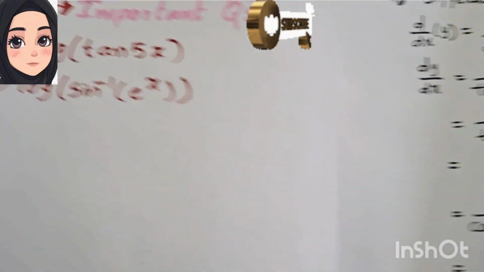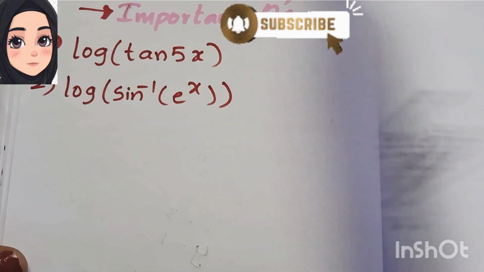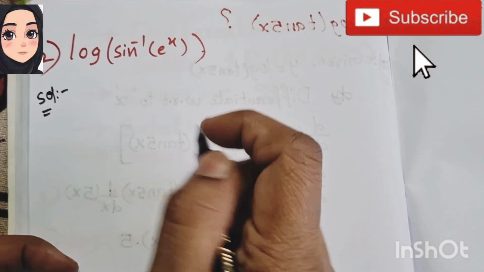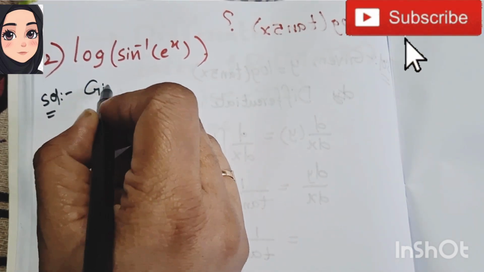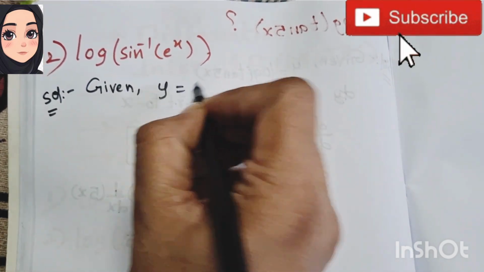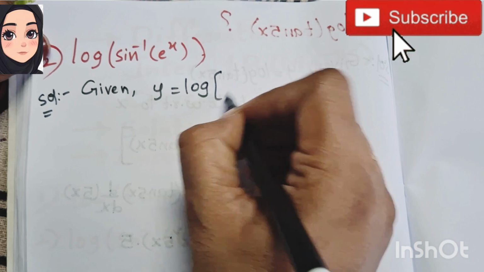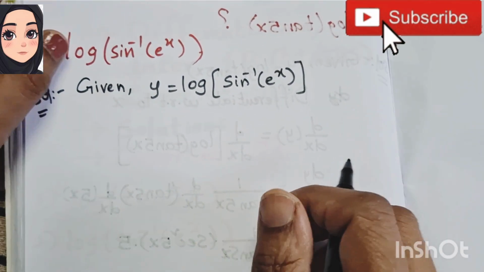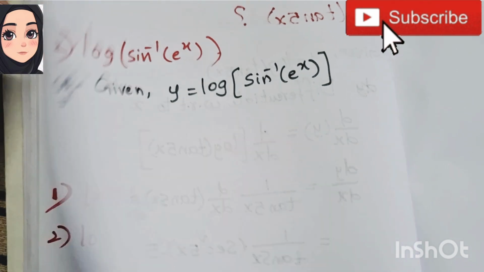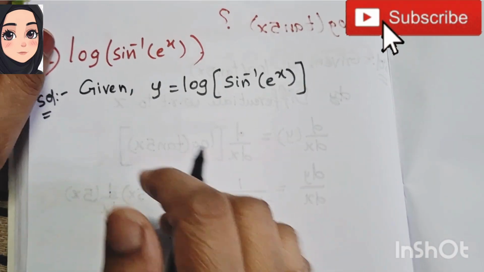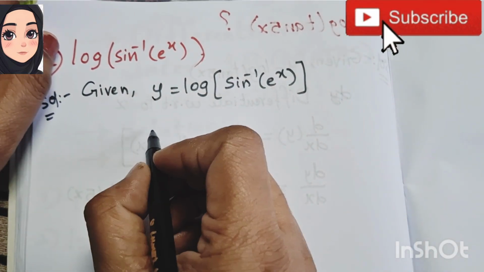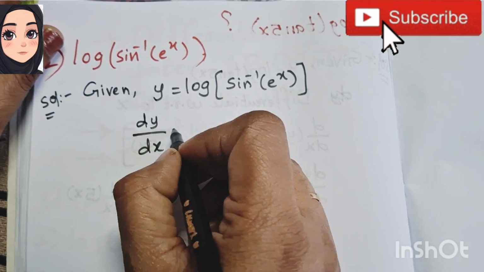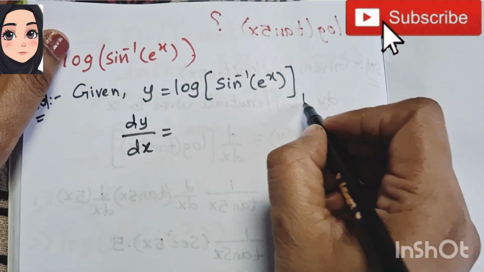Now the next problem, that is log of sin inverse e power x. As we know already, we take y equal to log of sin inverse e power x. This is from exercise 9B, I think. Yes, 9B exercise problems I am doing here. So now dy by dx, already we know, we differentiate with respect to x.